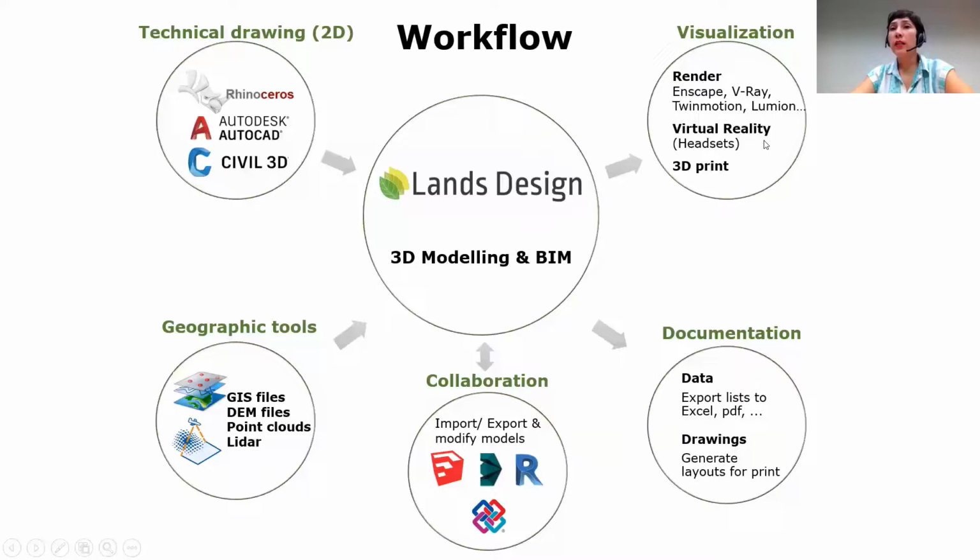You may apply virtual reality headsets and walk through the project in virtual reality, or print your project with a 3D printer. For documentation, you can export documents to Excel or to PDF, or you can directly print your drawings. You may have collaboration with other BIM programs like Revit, and also other programs like 3ds Max or SketchUp through IFC, and also through other file formats that are compatible. If you have geographic data like GIS files, DEM files, point clouds, or LiDAR results, you can introduce them directly into Lands Design, and Lands Design can generate a terrain based on them.